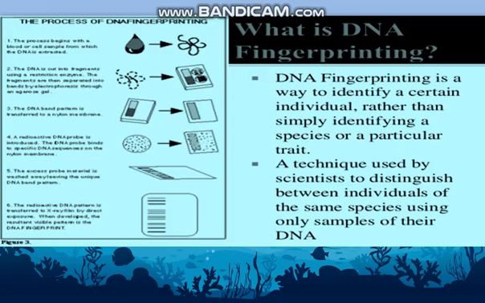DNA fingerprinting is a way to identify a certain individual rather than simply identifying a species or a particular trait. It is the technique used by scientists to distinguish between individuals of the same species using only samples of their DNA. So we have to use only the samples of DNA, and we can distinguish between two individuals.